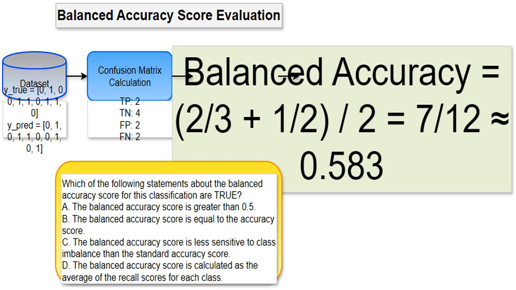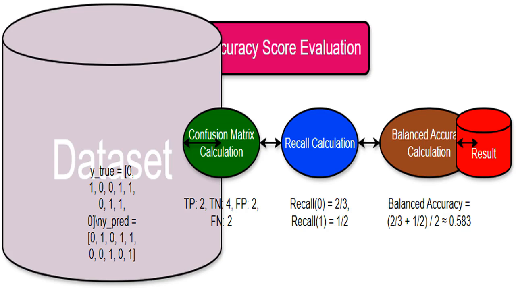This is the question, based on the balanced accuracy score calculation I performed using the given true and predicted labels. Now let's evaluate the provided statements using the results I calculated. I've got the true and predicted labels for our binary classification problem. Think of y_true as the actual results and y_pred as what our model predicted. We're trying to figure out how well the model performed.